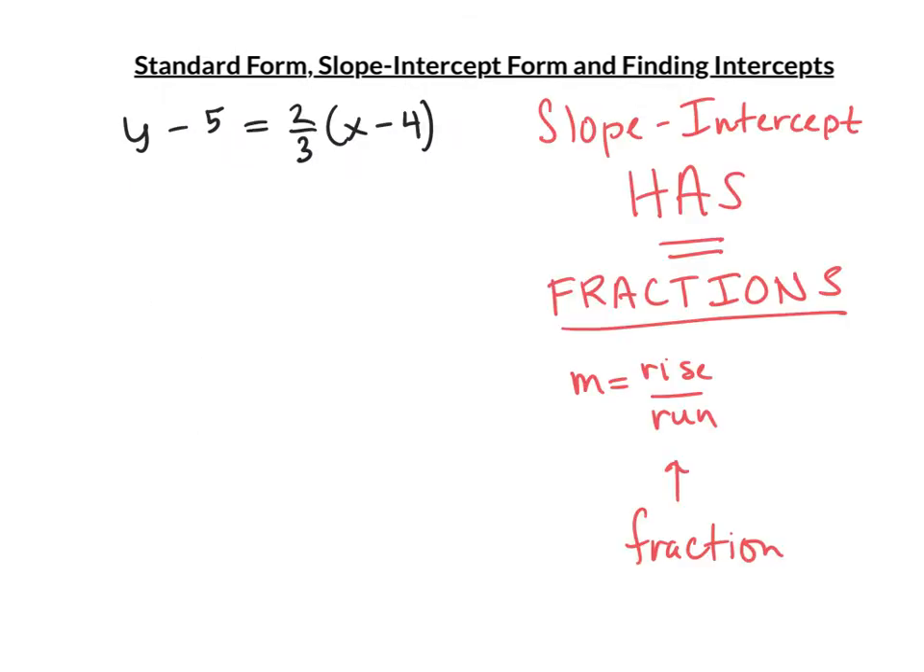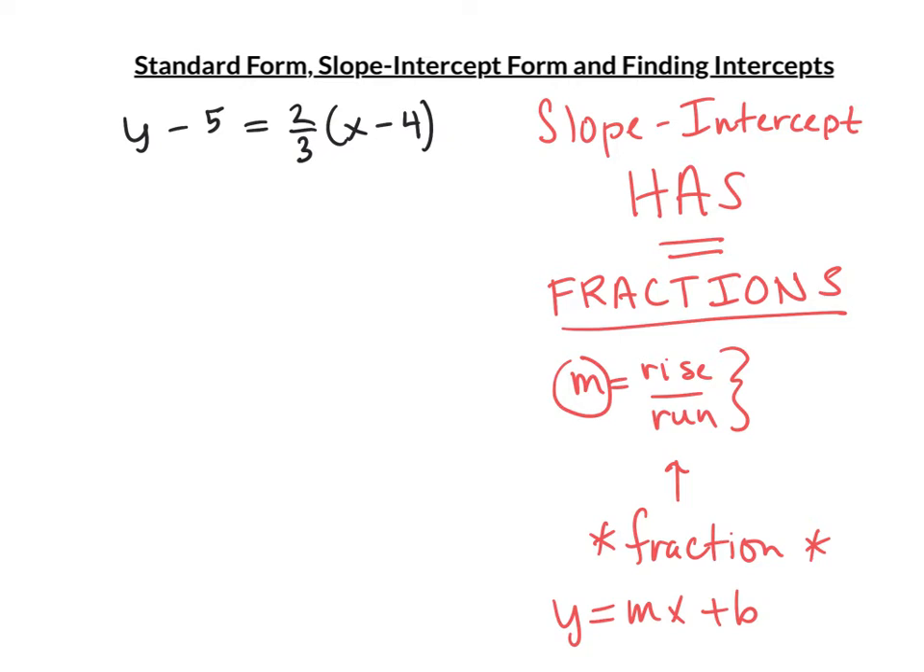At this point, students often get standard form and slope-intercept form mixed up. Standard form has no fractions. Slope-intercept form has fractions. Slope-intercept form is y equals mx plus b, and m is defined as rise over run. It is a fraction. So slope-intercept has fractions, often and always, because slope, even if it's a whole number, 5 is 5 over 1. We are not going to eliminate fractions here.